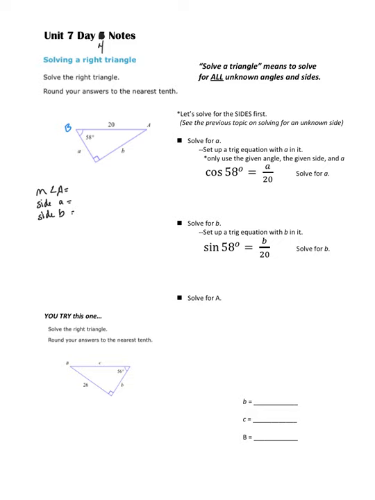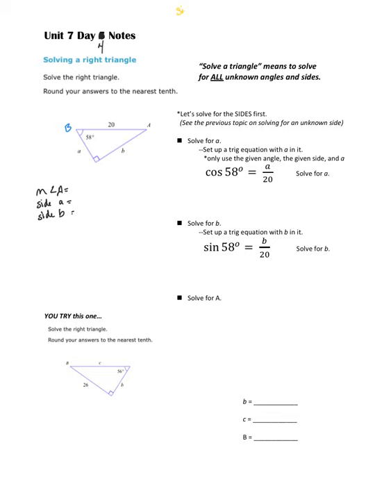So let's look at what we know. We know the angle. The angle is 58 degrees. We know the hypotenuse. The hypotenuse is 20. And the missing sides we don't know, A or B. We don't know the adjacent and we don't know the opposite.